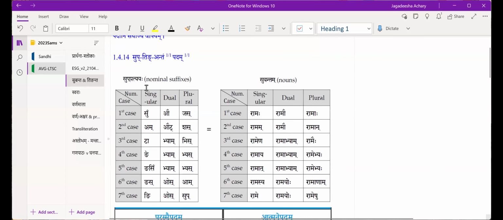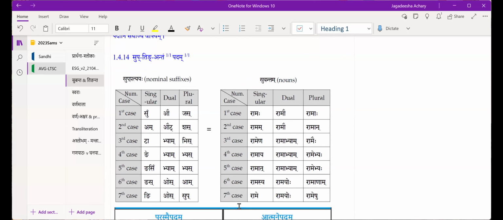Sup pratyaya, nominal suffix. Because the word nominal is there, nominal suffixes are added only to nominal stems, not to dhatus. So sup pratyayas, how did you get the name sup? This is another occasion where Panini used an abbreviation.